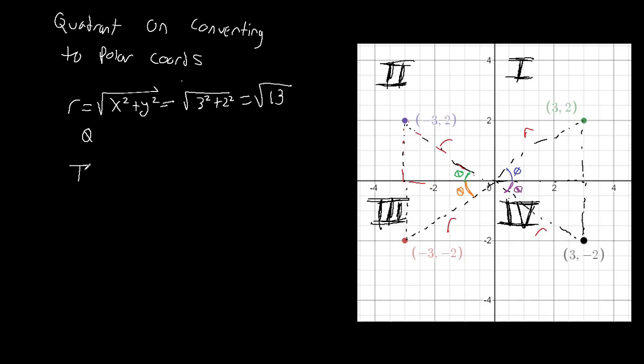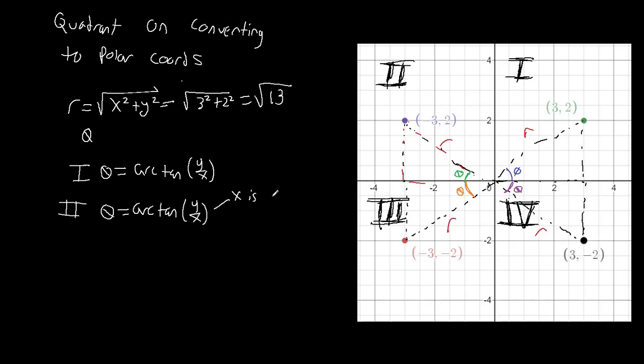When we're in quadrant 1, theta is going to be equal to the arctan of y over x. That's what we did in the previous video. It makes perfect sense. This is the theta that we're measuring, the same theta that we want to get. Let's talk about quadrant 2, though, because this is where things get a little bit different. In quadrant 2, theta equals arctan of y over x, but in this case our x is negative, which means our angle is negative.